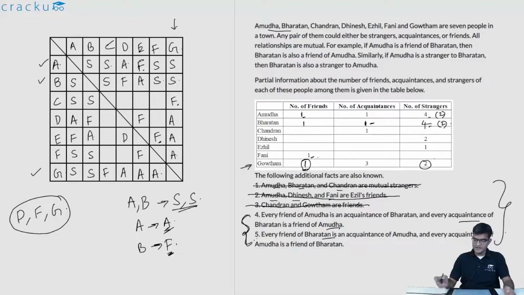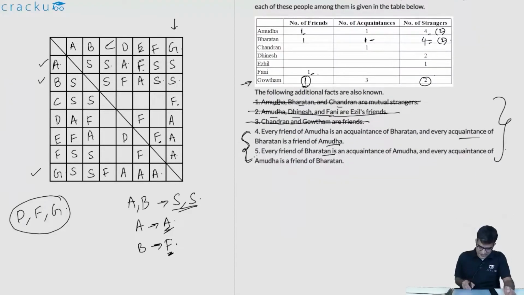The only people remaining now are C, D, E, and F. Looking at C, D, E, and F, C has 3 relationships which are remaining. Do we know anything about C? We know that C should have 1 acquaintance. Now that acquaintance has to come from either D or E or F. So one of D or E or F has to be an acquaintance of C.